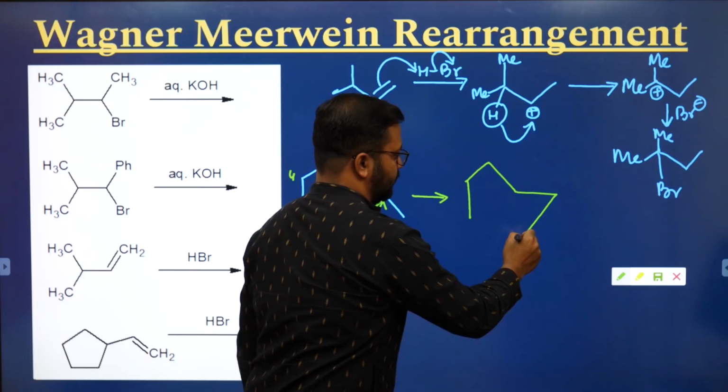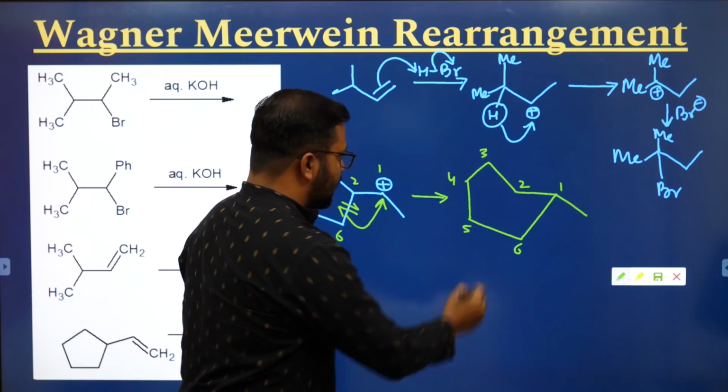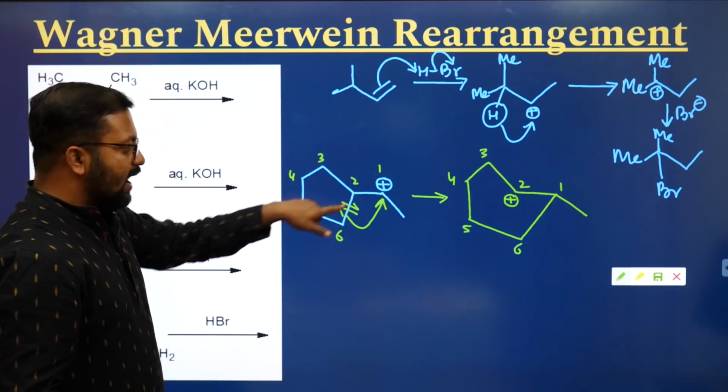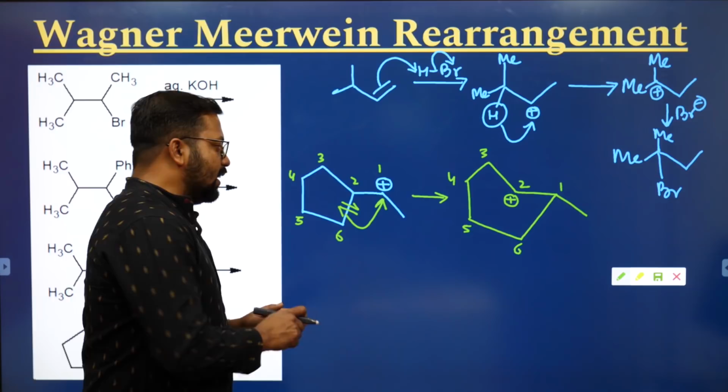I'll draw this. There's a carbon number 1, 2, 3, 4, 5, 6, and this acquires a positive charge. Why does carbon number 2 acquire a positive charge? Because I am forming a bond between 1 and 6. So I have to break the bond between 2 and 6. 1 and 6 ke bond banane ke liye mujhe 2 and 6 ka bond break karna padega.